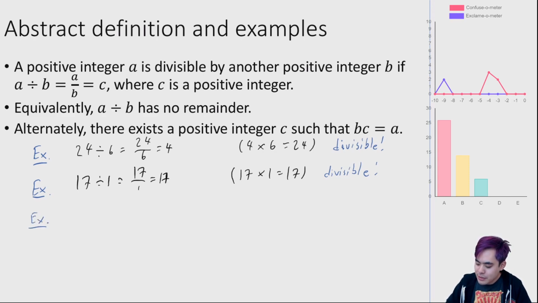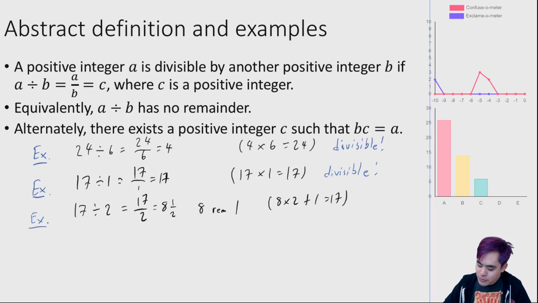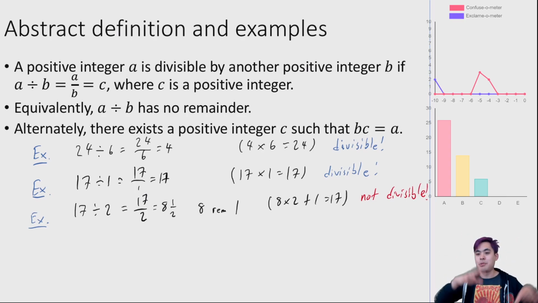So let's have 17 divided by 2. 17 divided by 2 is 17 over 2, which is equal to 8 1/2, or 8 remainder 1. So another way of saying this is that 8 times 2 plus 1 is equal to 17. So note this is not divisible. When we say divisible, we really just mean that you can divide up 17 apples equally among 2 people, which you can't, and so it's not divisible.